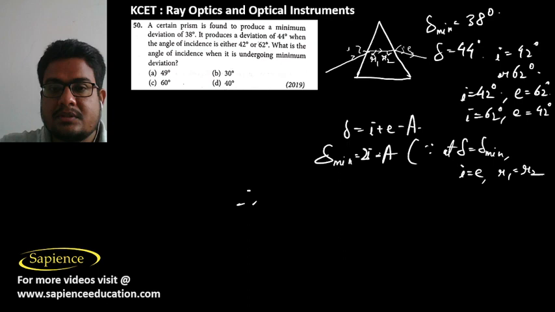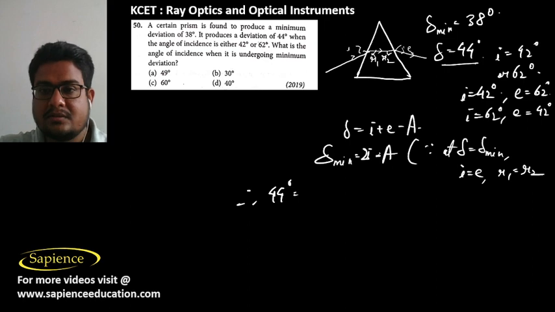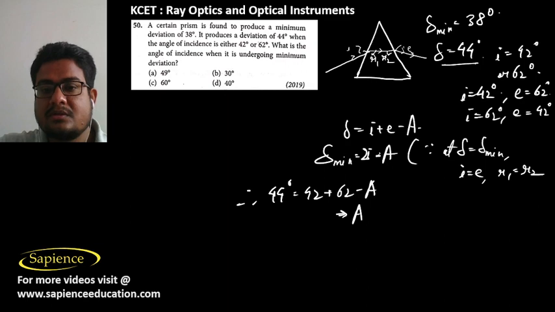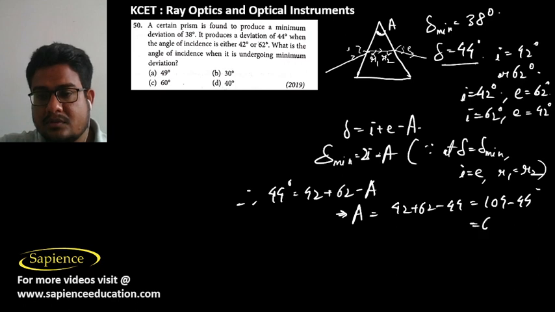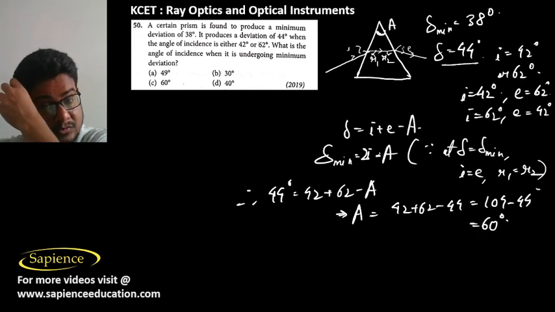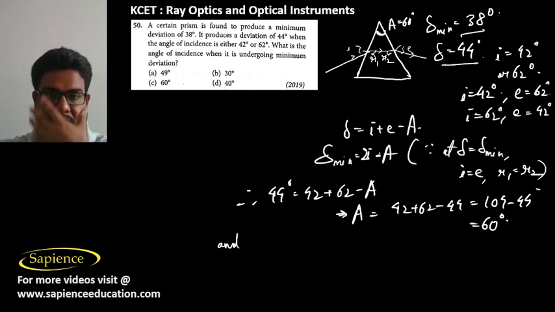Therefore 44 degrees is equal to, since delta is 44, i is equal to 42 degrees and e is equal to 62 degrees, minus A. From here you can find the value of the angle of prism A. A will be equal to 42 plus 62 minus 44, that is 104 minus 44, equal to 60 degrees. So the angle of prism is 60 degrees, and the minimum deviation is 38 degrees.